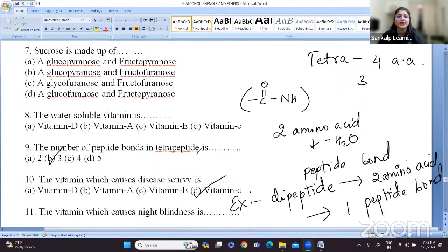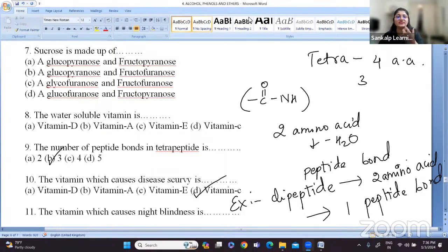So why is scurvy caused? It is due to not eating enough fruits and vegetables. That is the main cause for this particular disease. So what will happen if this disease is not treated? If scurvy is not treated, it may lead to bleeding gums. Your gums will start bleeding.